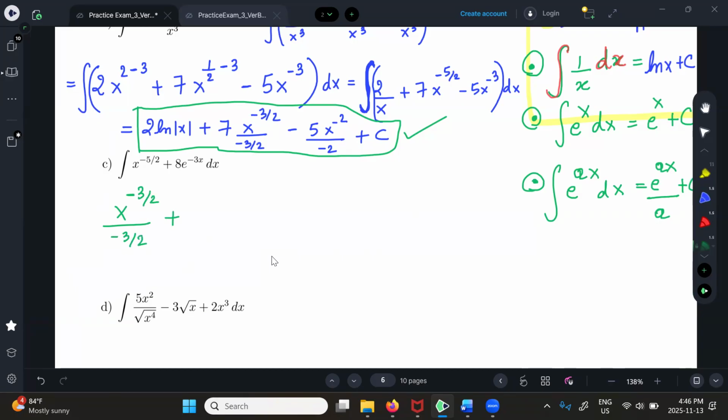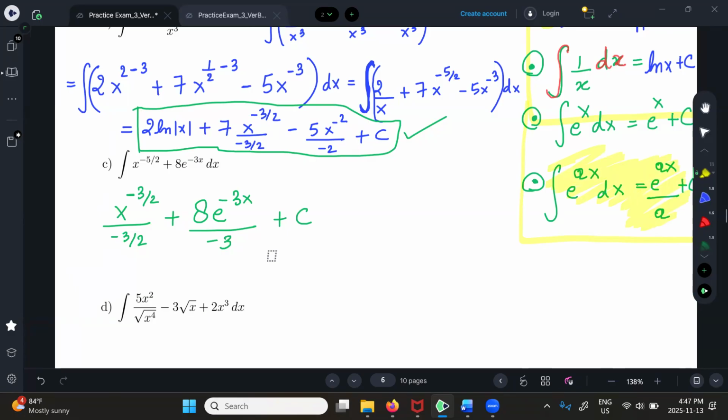And what happens to e to the power something? It remains e to the power something and divided by the exponent, right? Quite the opposite of what we used to do in differentiation. We used to multiply, but here we divide. Okay, we are using this formula right here. This formula. Good. That's it. This was a one-step problem.